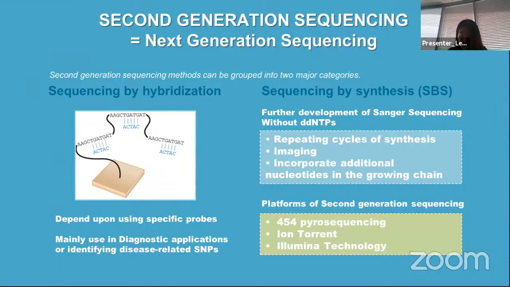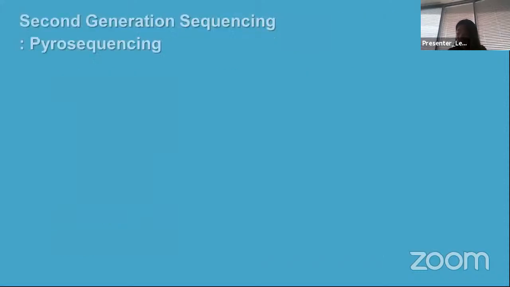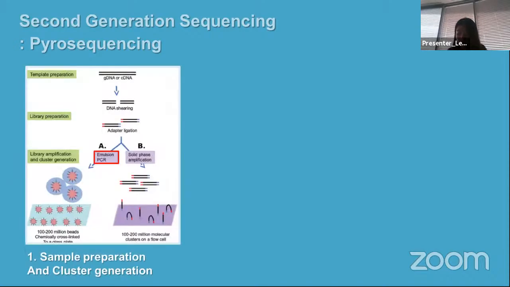There are several platforms according to the technical details of the sequencing reaction. These platforms have the same process: sample preparation, cluster growth, sequencing, and data analysis processes in common. But there are slight differences in sequencing methods. Pyrosequencing detects pyrophosphate, a byproduct of nucleotide incorporation.